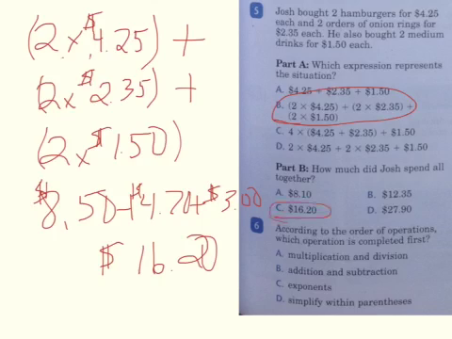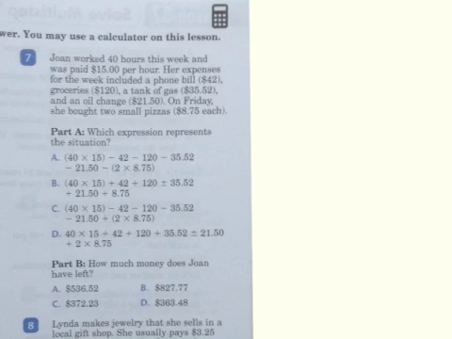Alright, so let's look at number 6. Number 6 reads, according to the order of operations, which operation is completed first? And so we know it's not A, it's not the multiplication or division or adding or subtraction or the exponent. It is simplifying within the parentheses. So number 6 is D. Let's go ahead and look at number 7.